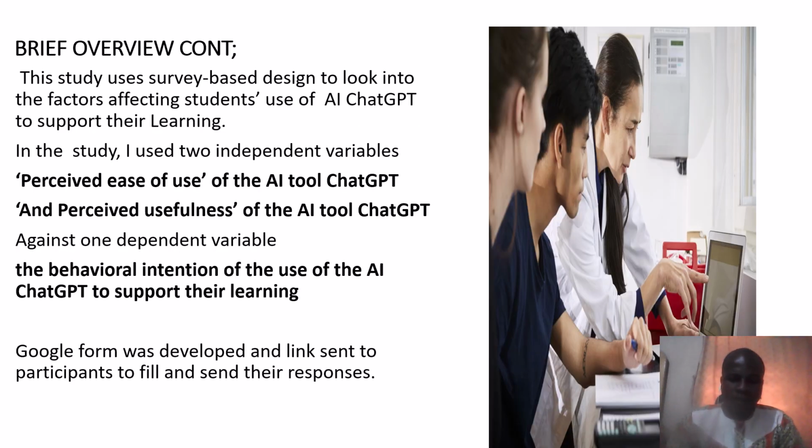Brief overview of the study. This study uses a survey-based design to look into the factors affecting student use of AI ChatGPT to support their learning. In the study, I used two independent variables: perceived ease of use of the AI tool ChatGPT and perceived usefulness of the AI tool ChatGPT, against one dependent variable, that is the behavioral intention of the use of AI ChatGPT to support their learning.